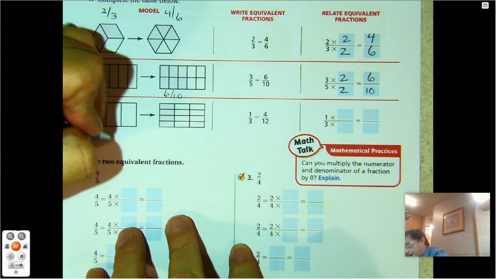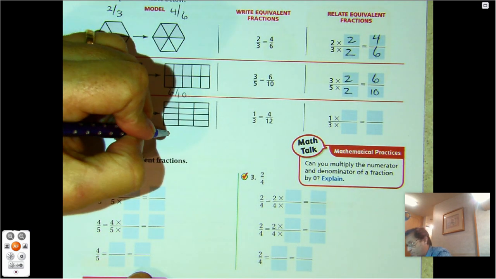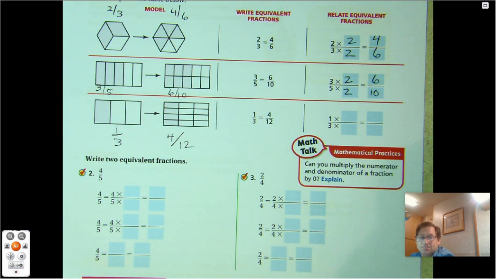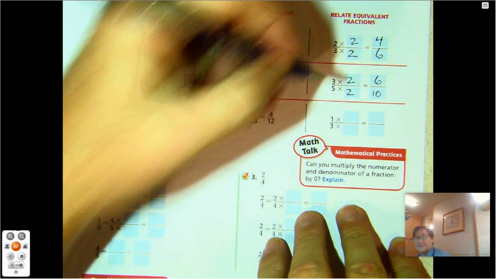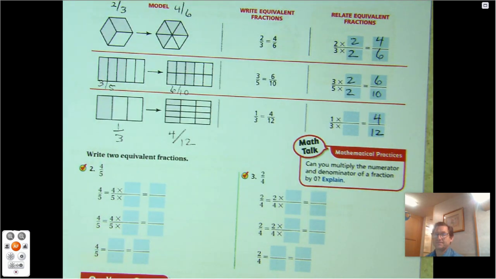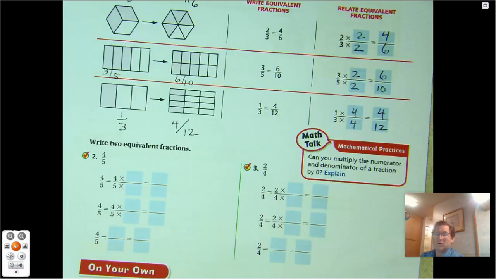In the last model, we have 1/3 shaded. On the right-hand side, we have 4/12 shaded. So 1/3 times what would give me 4/12? 4. So we're going to multiply the numerator and denominator by 4. So 1/3, an equivalent fraction, is 4/12.